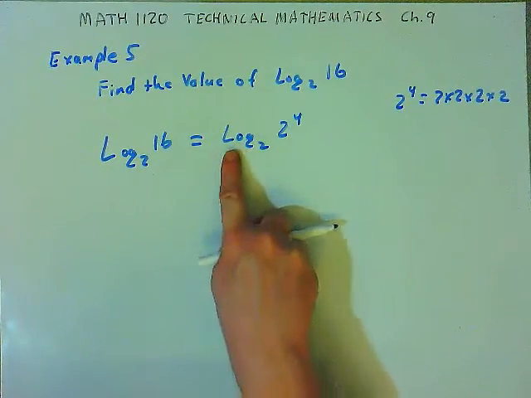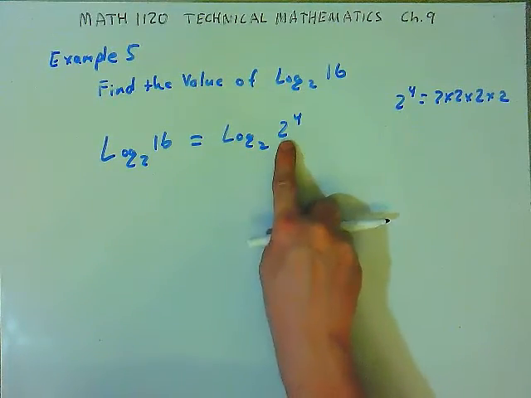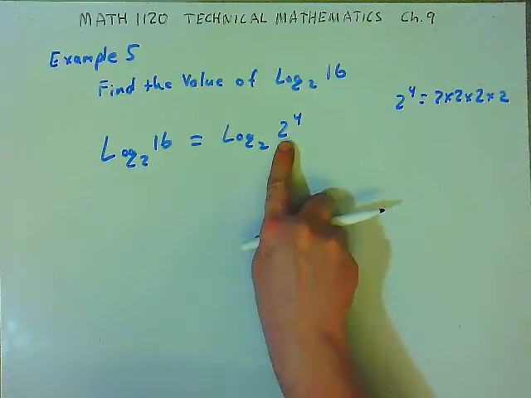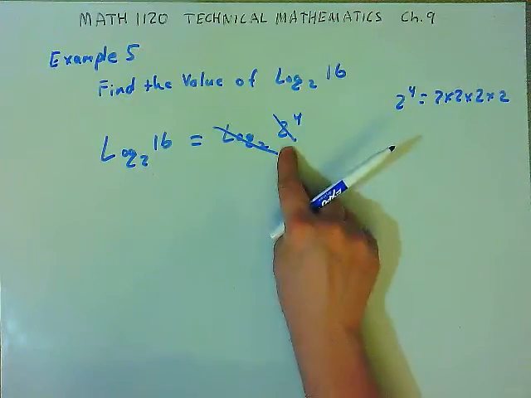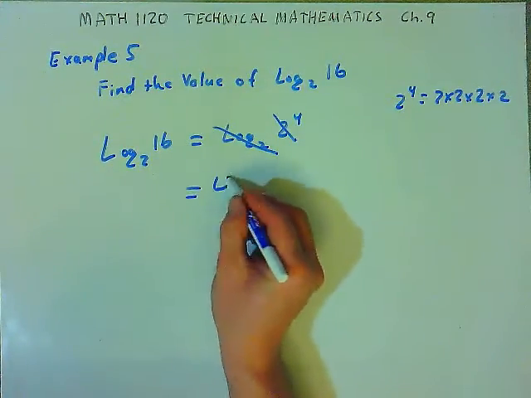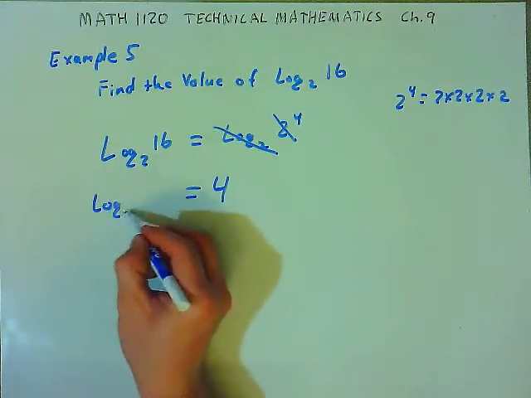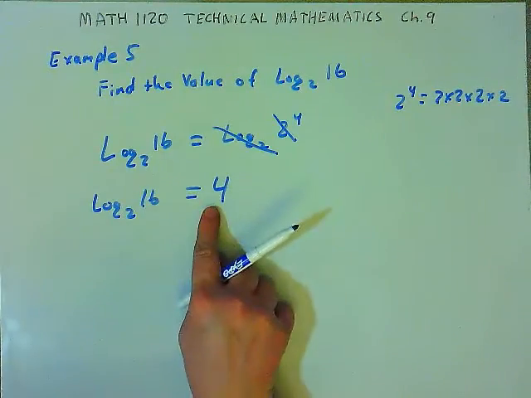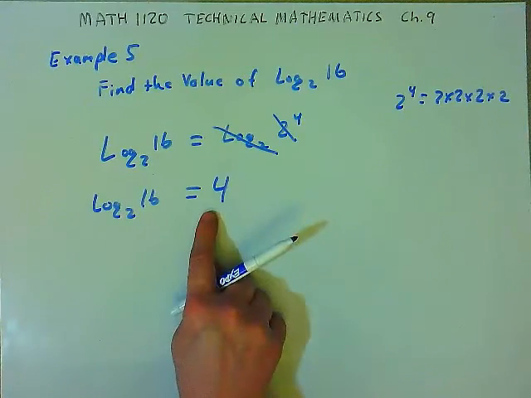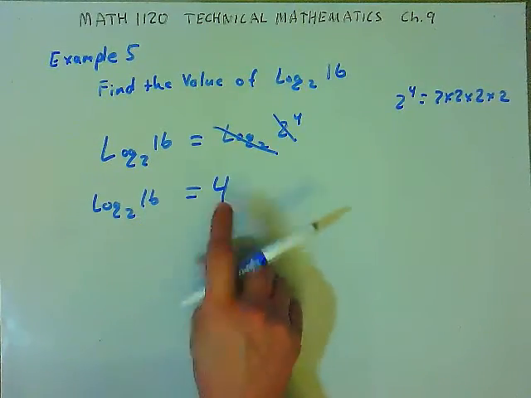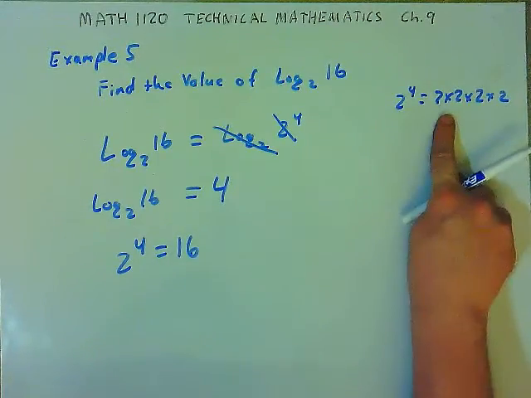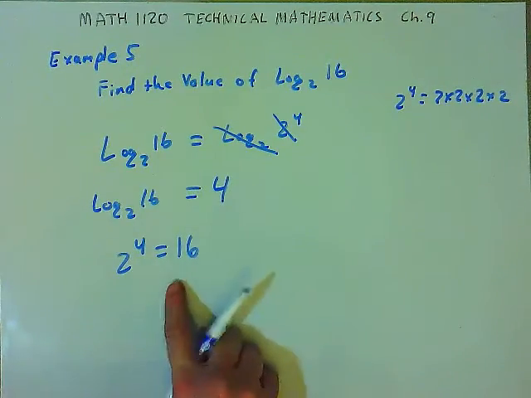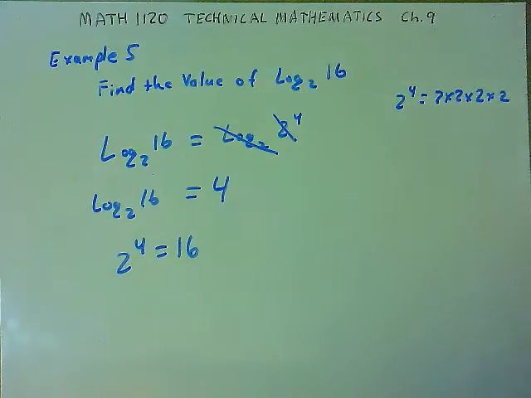And since we're taking the logarithm base 2, and the base of the argument of the logarithm is also 2, the logarithm base 2 and the base of 2 cancel, and we're going to be left with 4. And so the log base 2 of 16 is equal to 4. And we can check our answer by rewriting this in an exponential form. This says that 2 to the 4th power is equal to 16. And we already proved that. And so this will be the solution to that problem.